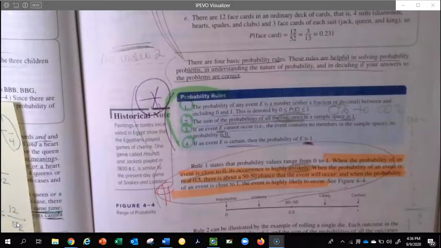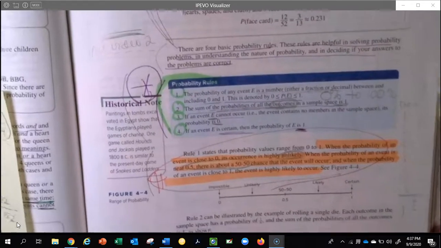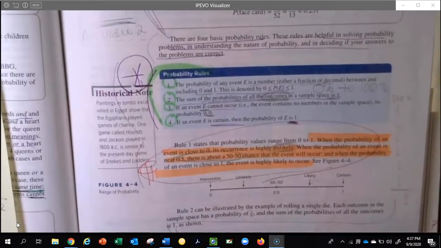We are still in Chapter 4, still in Section 1. I'm on page 199, and this is the brief version of our textbook. I'm starting here at the middle of the page where it says probability rules.